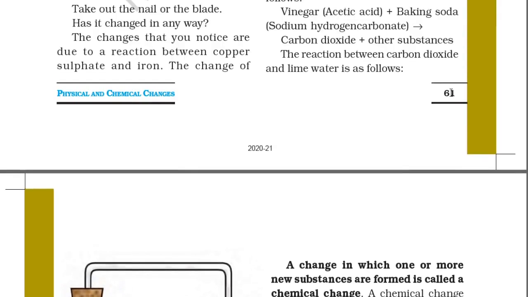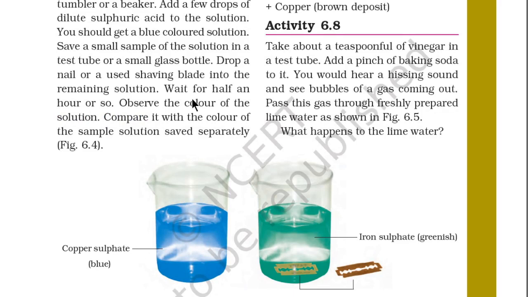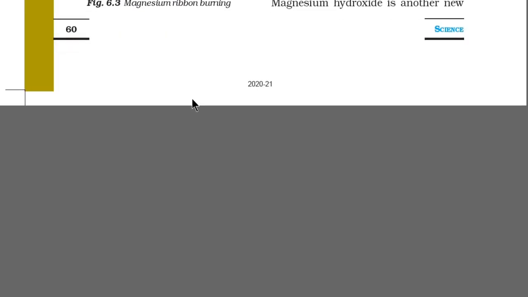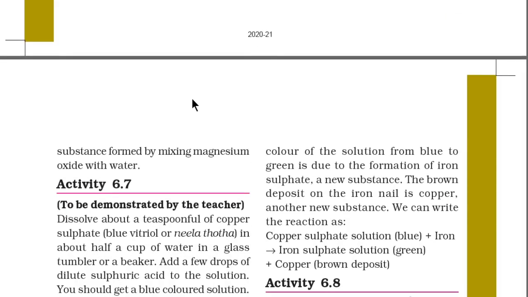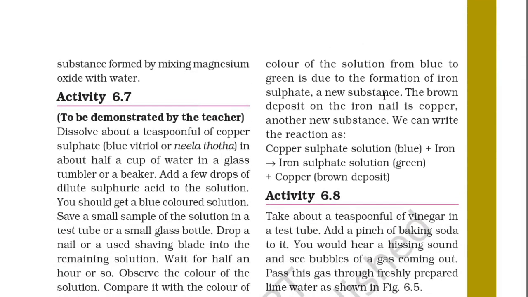The changes that you notice are due to the reaction between copper sulfate and iron. Copper sulfate and iron have reacted and changed the color of the solution. The color of the solution changed from blue to green due to the formation of iron sulfate, a new substance. So iron sulfate will be formed and change the color of the solution.